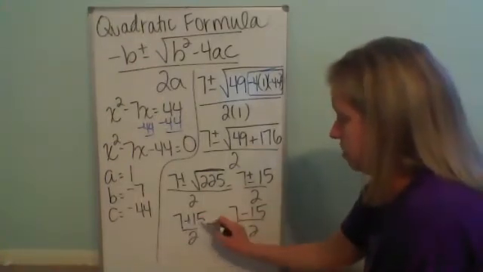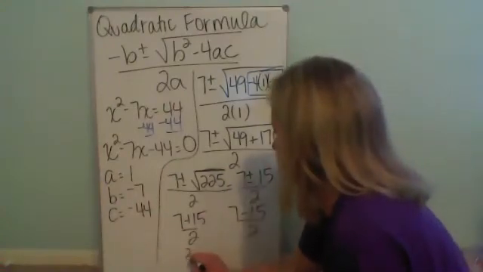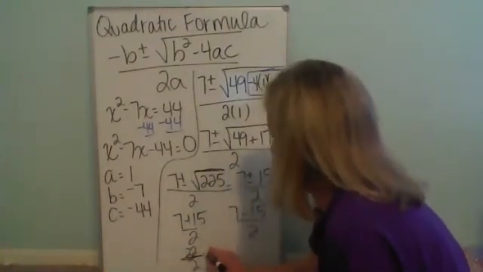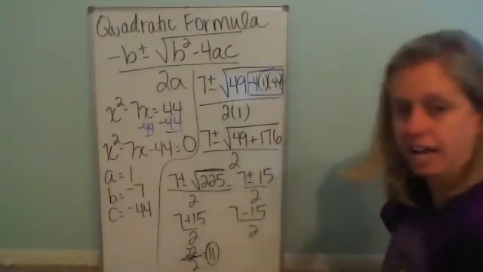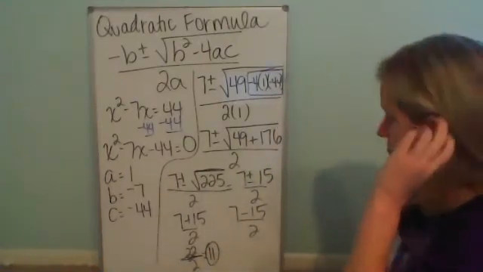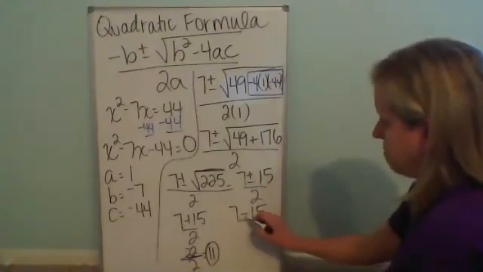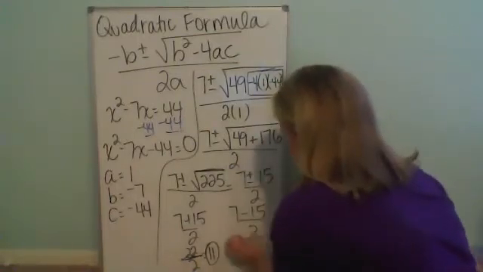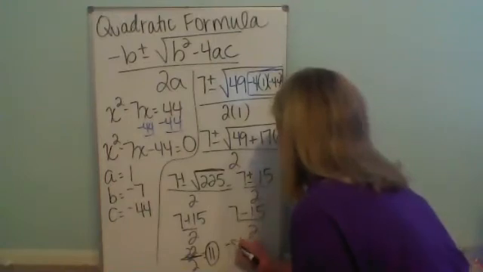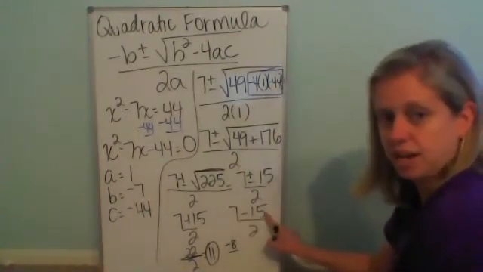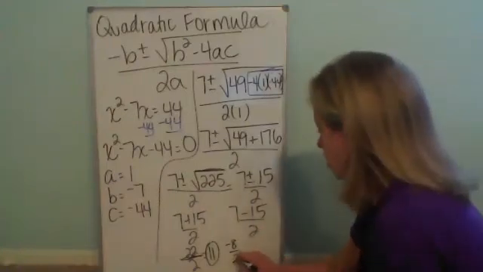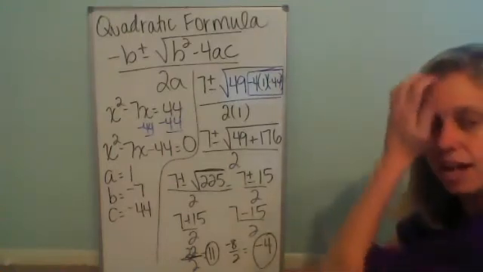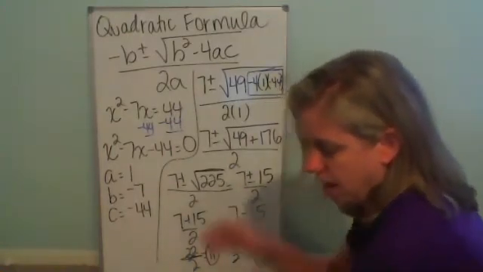Well, keep going. What's 7 plus 15? What is that? 22 over 2. So down here, 22 over 2, which reduces to 11. That's as far as you can go. So that answer is 11. What about this one? 7 minus 15 gives me negative 8. Whoops. Right, 7 minus 15 is negative 8. So all I did was the 7 minus 15, got the negative 8, it's still over 2. And what is negative 8 over 2? It is negative 4. So 11 and negative 4 are your 2 answers.